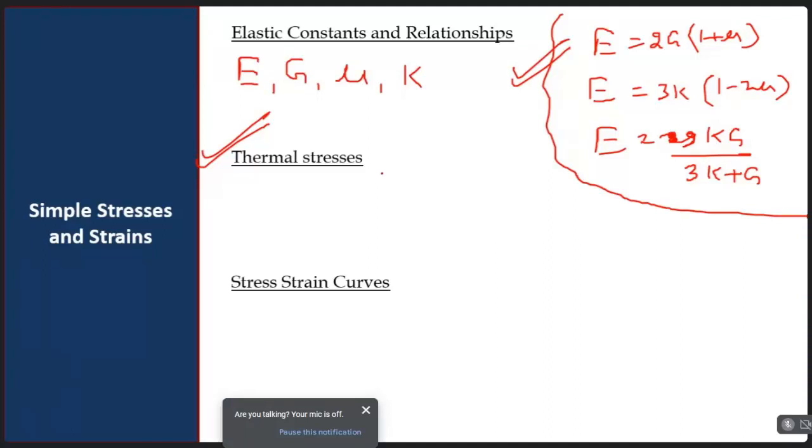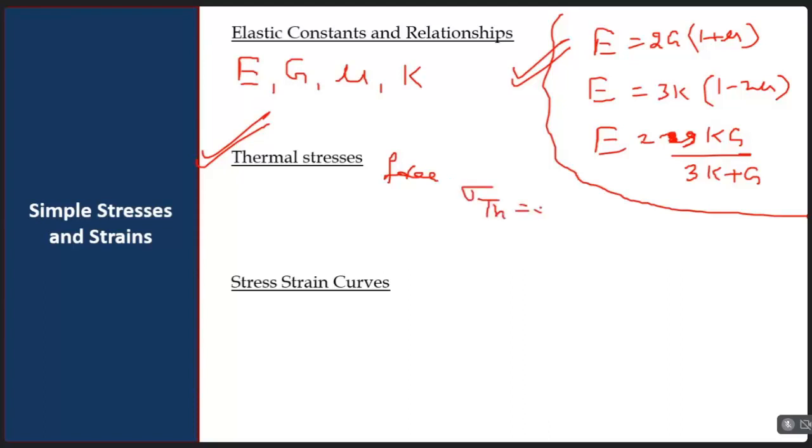So thermal stress, generally we have only two cases. One is the fully free case, and whenever it is fully free, the value of thermal stress will be 0. And another one is the fixed case. Suppose the rod is fixed on both sides. If the rod is fixed on both sides, the value of thermal stress will be E into alpha into delta T. E alpha delta T here we have.